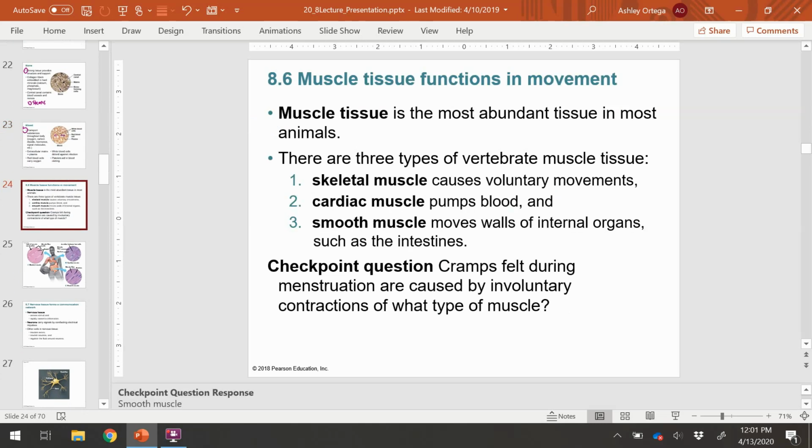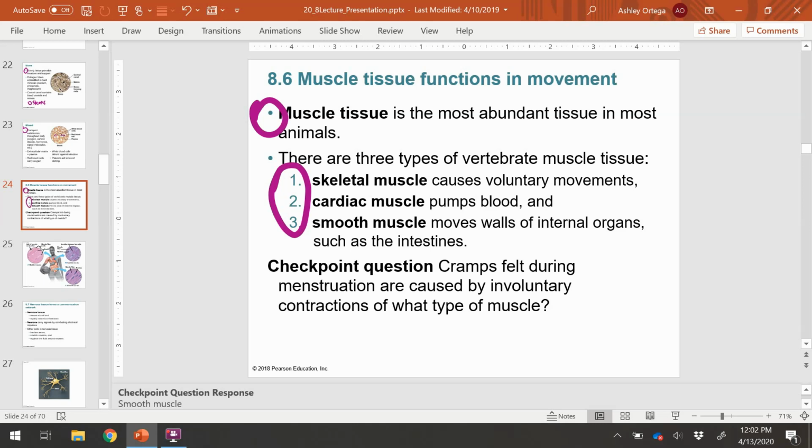So that brings us to muscle tissue as we've wrapped up our connective tissue. And so muscle tissue is the most abundant in most animals. And there are three types of muscle tissue. Those are skeletal muscle tissue, cardiac muscle, and smooth muscle. So skeletal is known for voluntary movements. It's attached to bones to allow for us to move. Cardiac is found in the heart, responsible for pumping blood to and from the body.